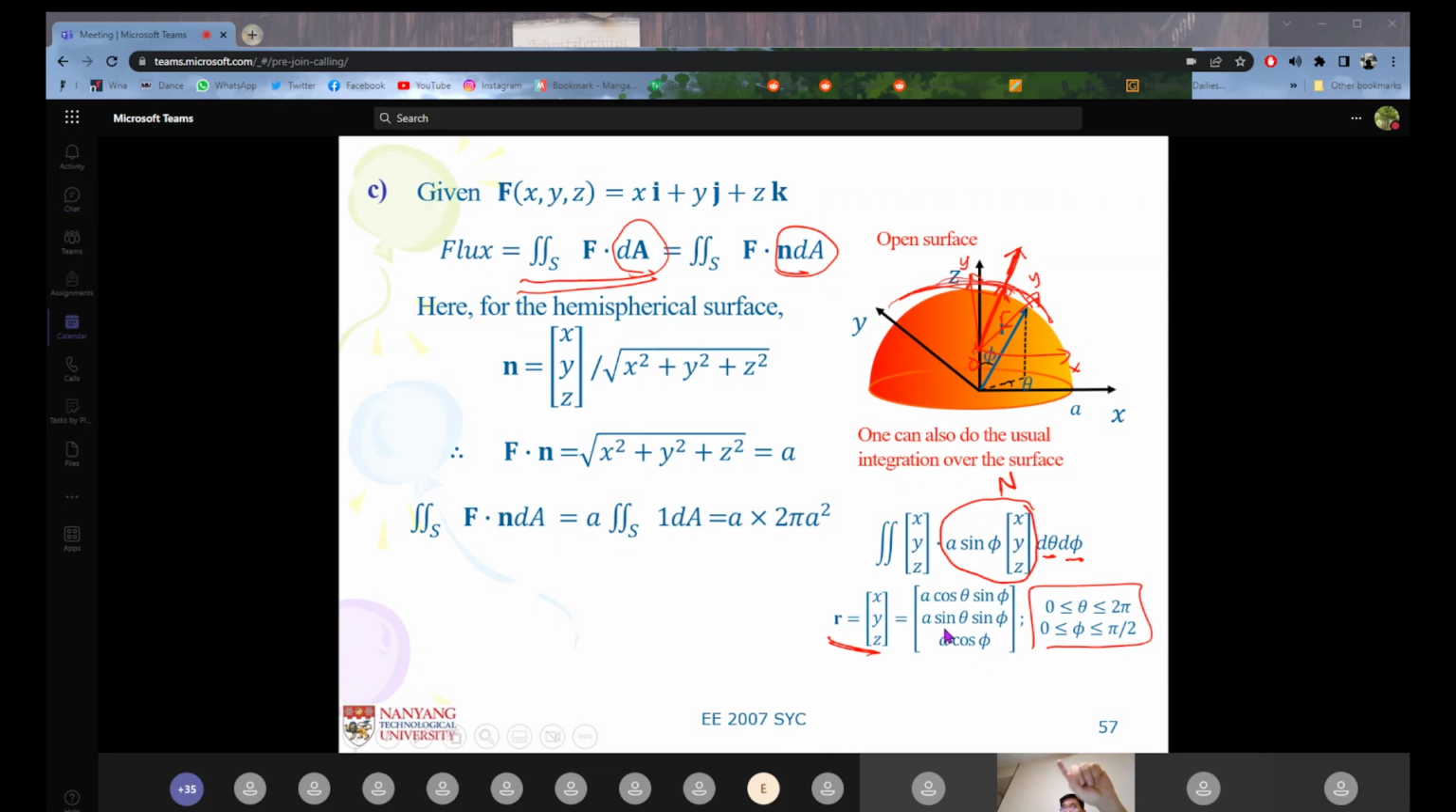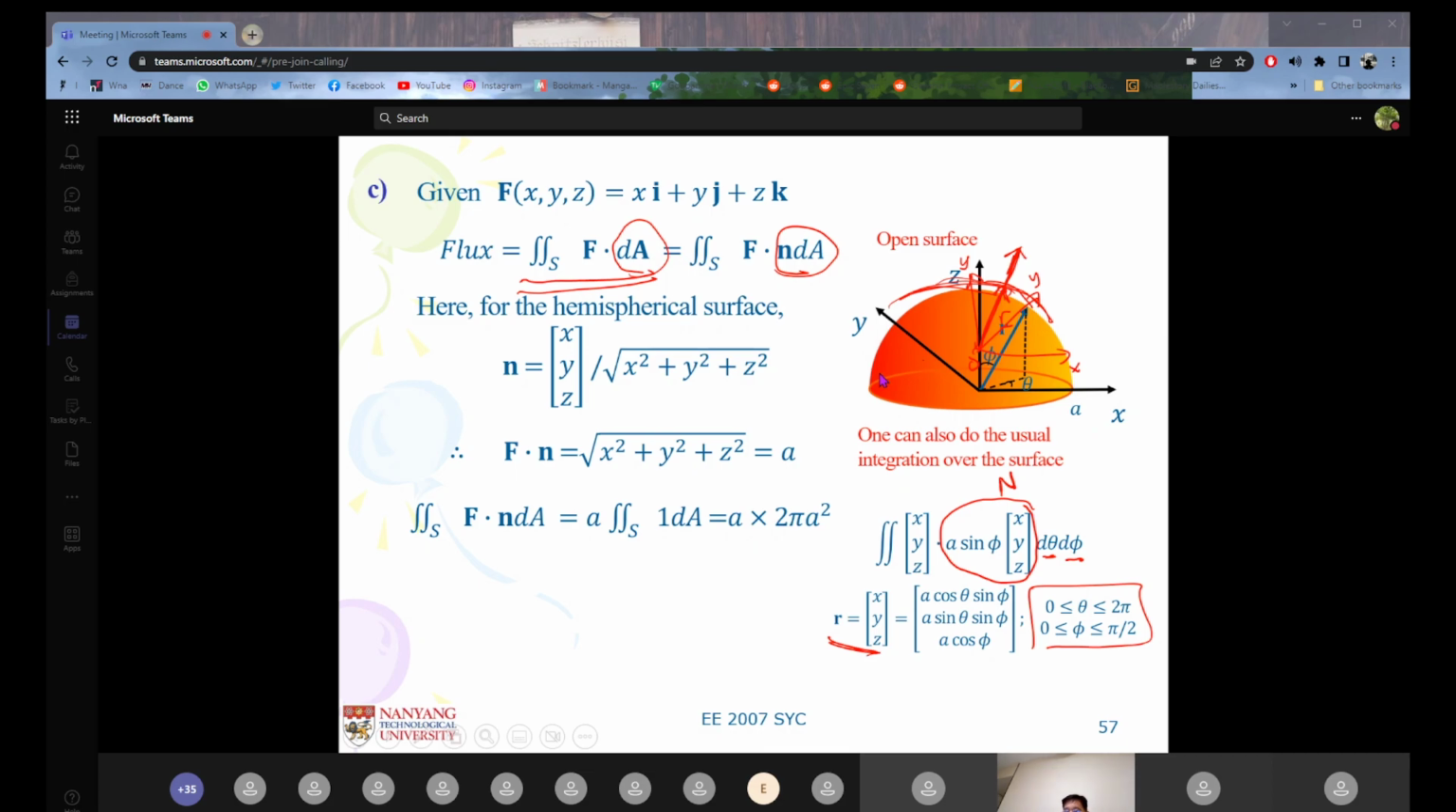Now, one common mistake that many students make is to think of this as a closed surface, including the bottom. Then they apply the divergence theorem, so they calculate the integration over the triple volume. And surprisingly, they get the same answer. But the understanding is completely wrong, because the surface is an open surface. You cannot use the divergence theorem.